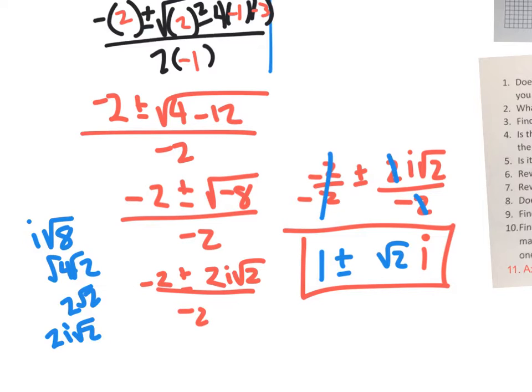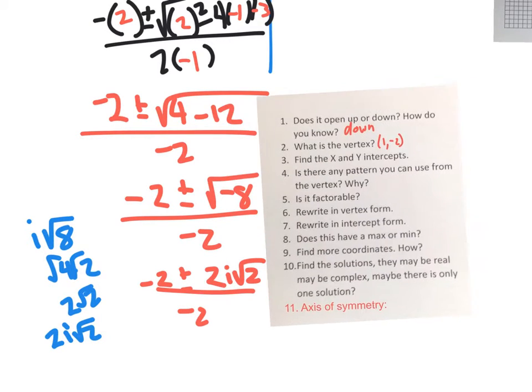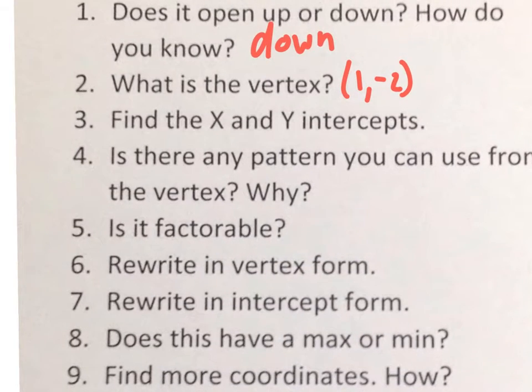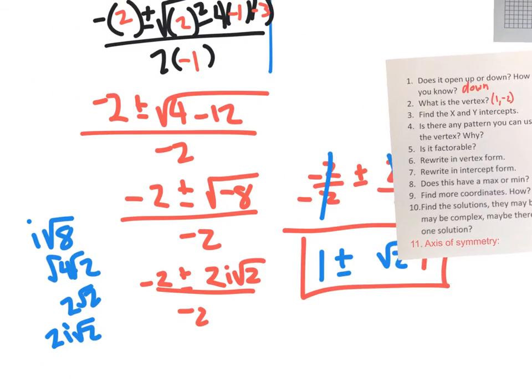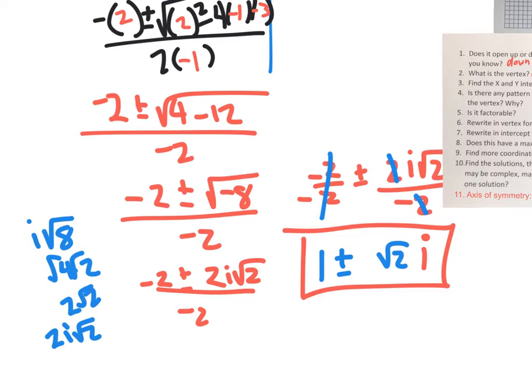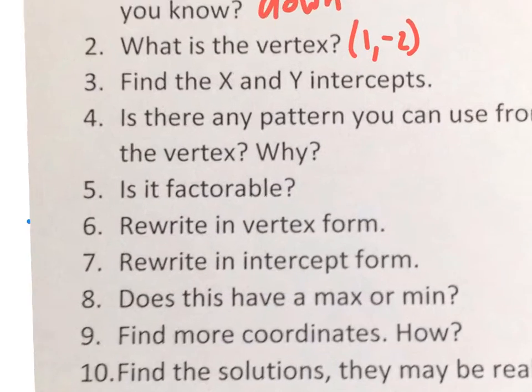So going back to the question itself, the question was, what are the x and y-intercepts? That was from question 3. Find the x and y-intercepts. So the x-intercept is really the answers. And these are the answers, but notice they're not real answers. So what could you say about the x-intercept? So where does it cross the x-axis?